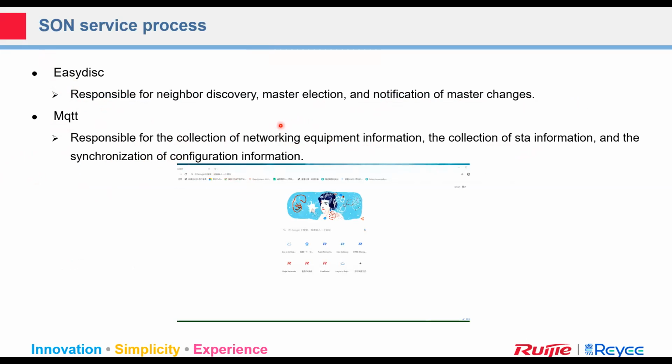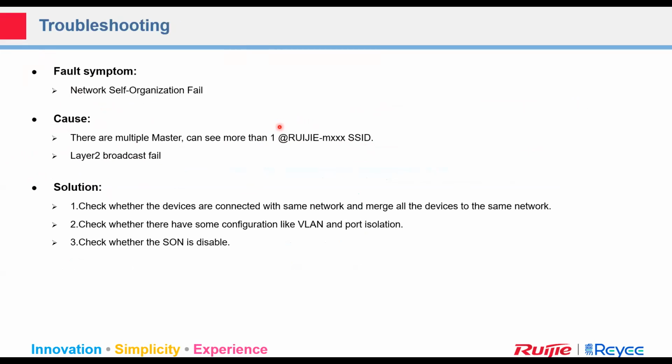So next, we do some troubleshooting. What happens if the network self-organization failed? There are a few ways to see the cause. One is that there are multiple masters, so you can see more than one Ruijie-M SSID. Number two, probably the layer 2 broadcast failed. What we should do if this happens is check whether the devices are connected within the same network and merge those devices into the same network.